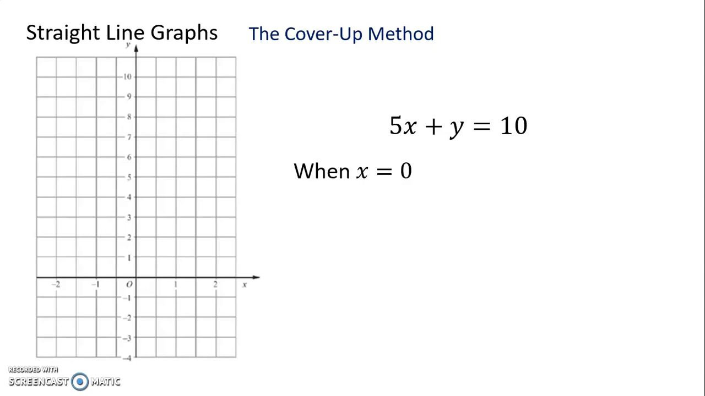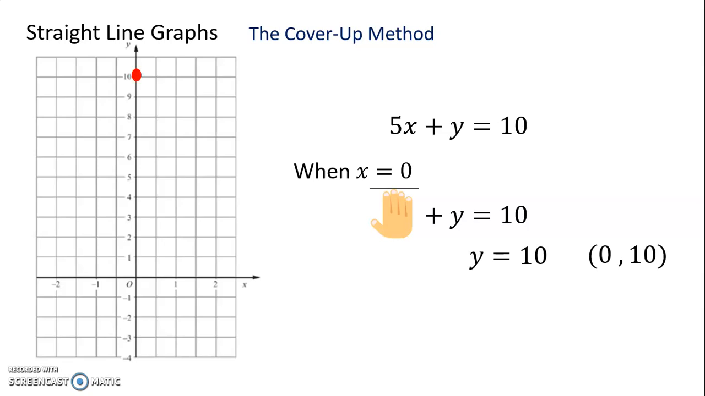Okay, so you should have covered up the x's and that gives me that y equals 10. I can actually see that there's a mistake there. That should say 5x plus y equals 10. Doesn't matter when I've covered it up though, because my y value is going to be 10 and that gives me the coordinate 0, 10. And I can plot that over on my grid here. It's going through 0, 10.